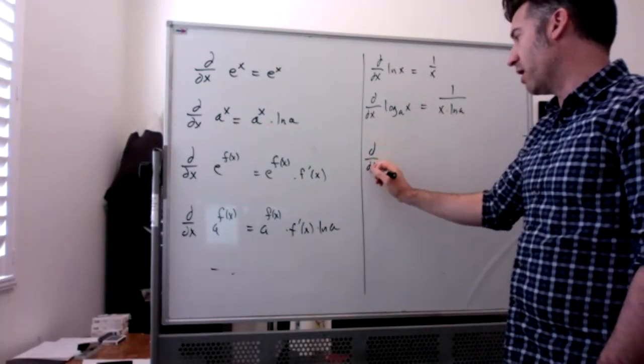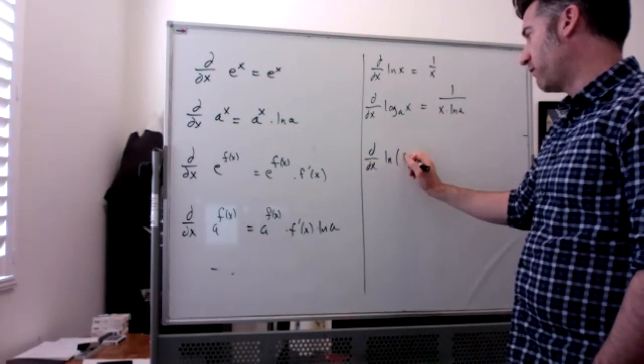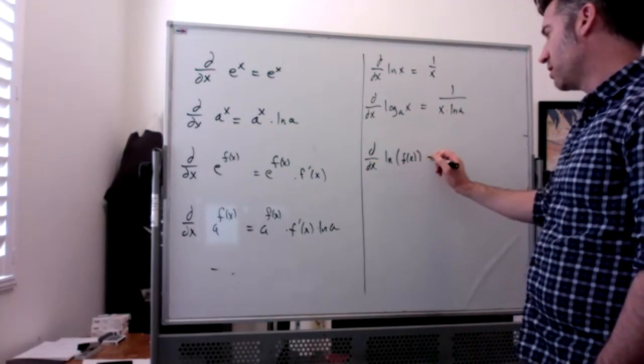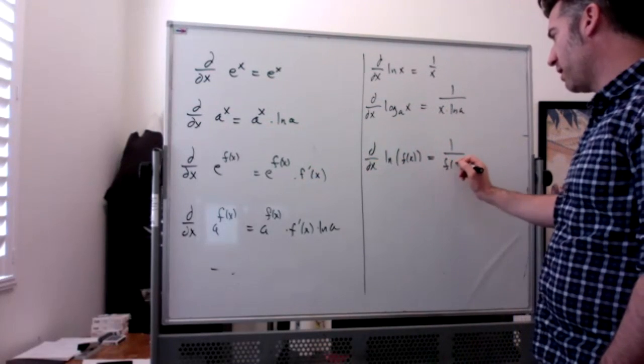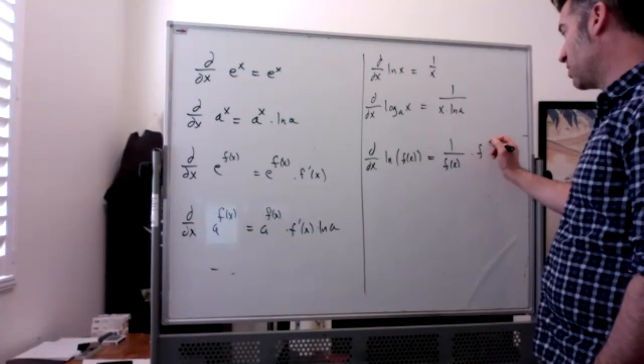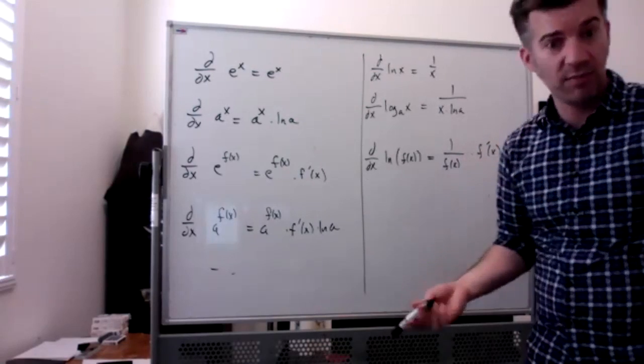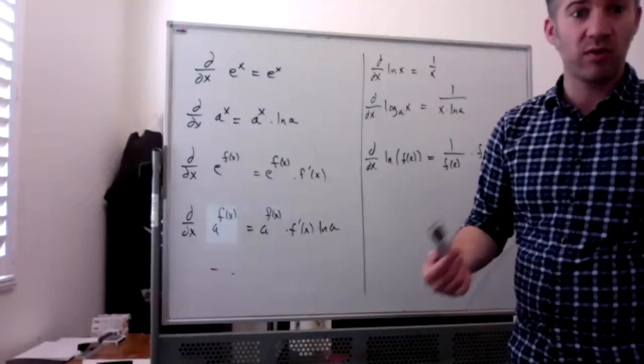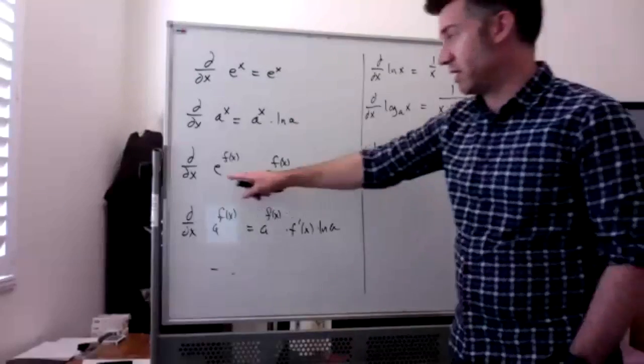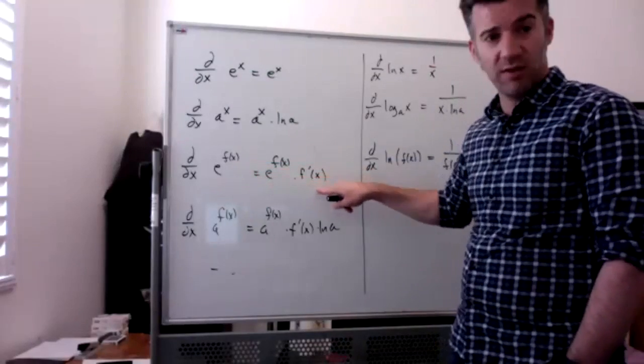The derivative of the natural log of a function of x is 1 over the function of x times the derivative of that function, or as I like to say, 1 over the stuff times the derivative of the stuff. Just like the derivative of e to the stuff is e to the stuff times the derivative of the stuff.